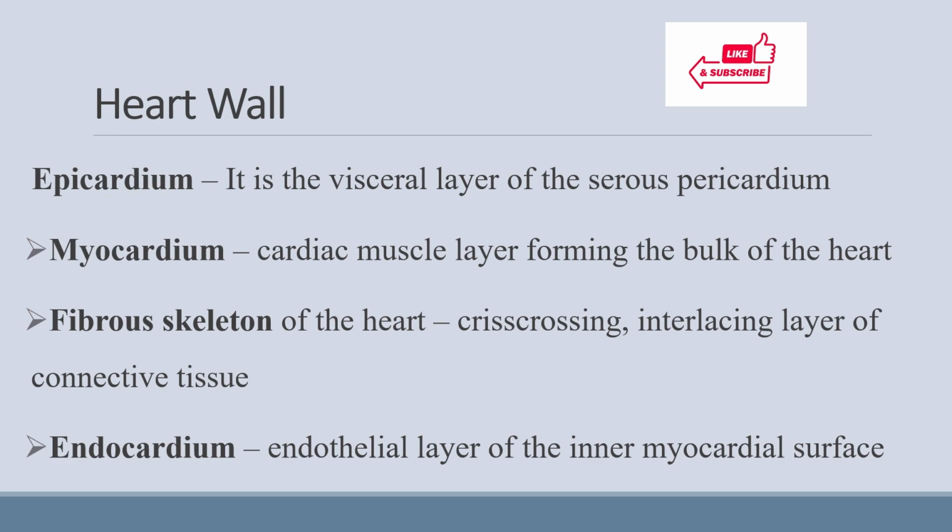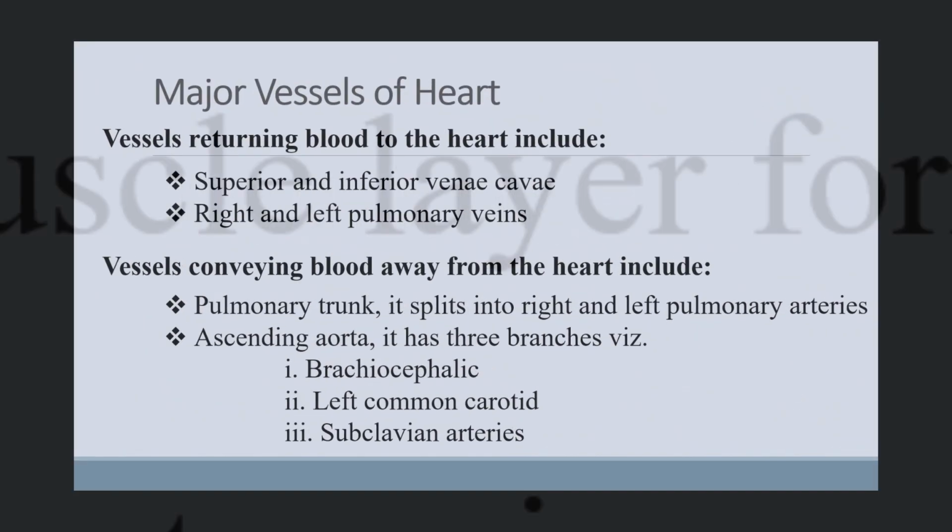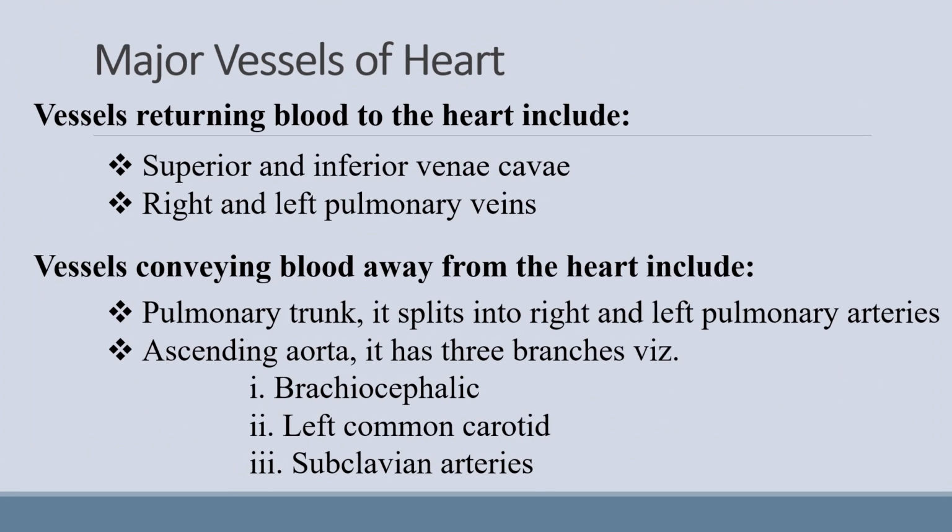Let's learn about the major vessels of the heart. There are two main types of vessels. The first are the vessels returning blood to the heart, while the second are the vessels conveying blood away from the heart. Vessels returning blood to the heart include the superior and inferior venae cavae and the right and left pulmonary veins, while vessels conveying blood away from the heart include the pulmonary trunk, which splits into the right and left pulmonary arteries, and the ascending aorta. It has three branches: the brachiocephalic, left common carotid, and subclavian arteries.